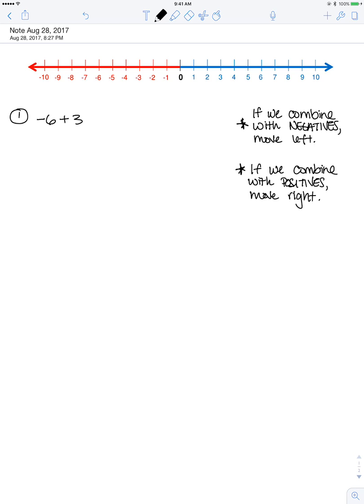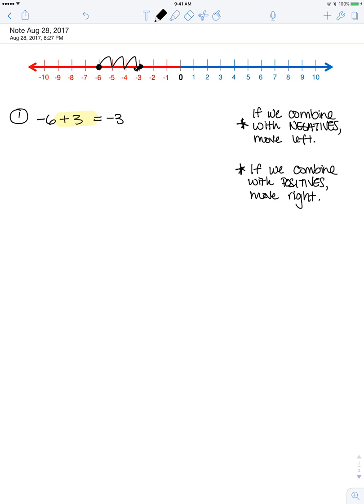Okay, so in this first problem, -6 plus 3. So we're starting at a -6 on our number line. I'm going to utilize the number line and then I'll erase it in between each problem. Okay, so we're starting at a -6, which I've marked. And since we're combining with a +3, we're going to move 3 spaces to the right. So I'm going to go 1, 2, 3. And I end up at -3.